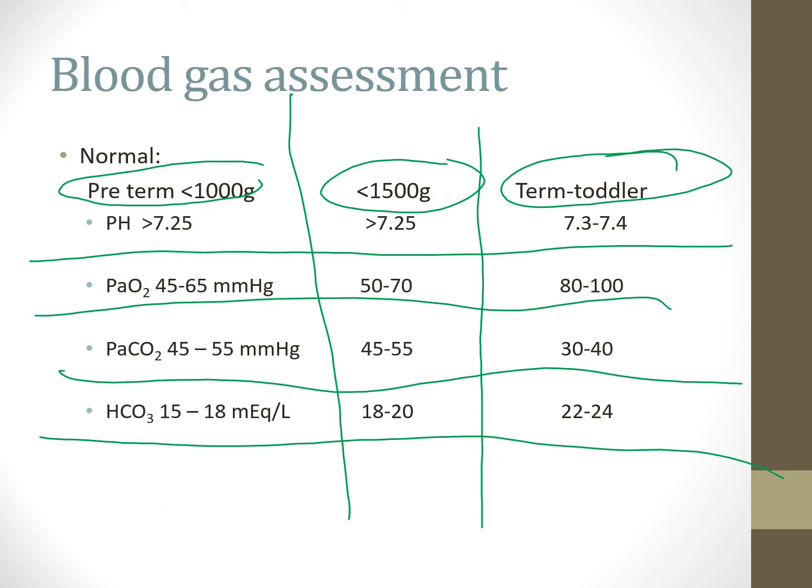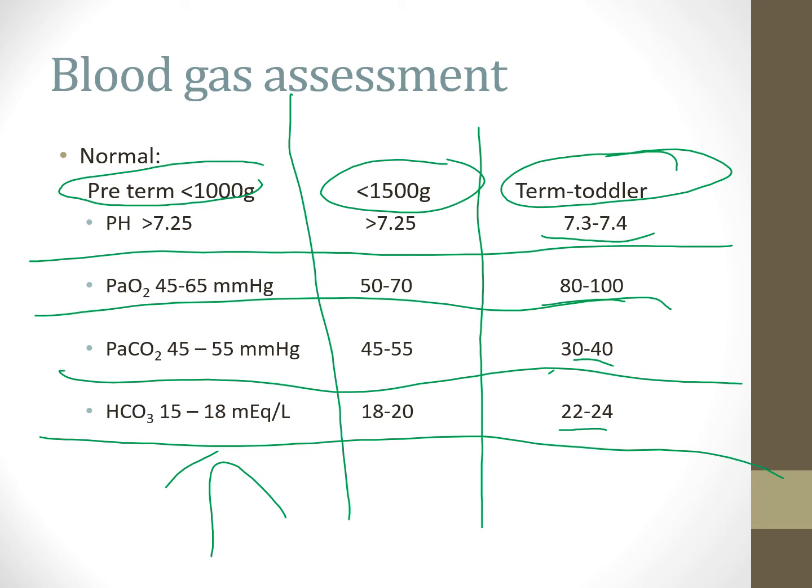Now, the more term they are, the more you get to normal, like 7.3 to 7.4, 80 to 100 for their PO2, 30 to 40 for their CO2. So those are all becoming more normal. Even the bicarb, 22 to 24, becomes more normal as you get towards a term baby. But the more preterm they get, the more you have to think this is someone that has COPD, if that's where your brain normally goes: more acidic with their pH, higher for their CO2, lower for their PO2, and even their bicarb is going to be the only difference here because their kidneys just aren't producing it yet.